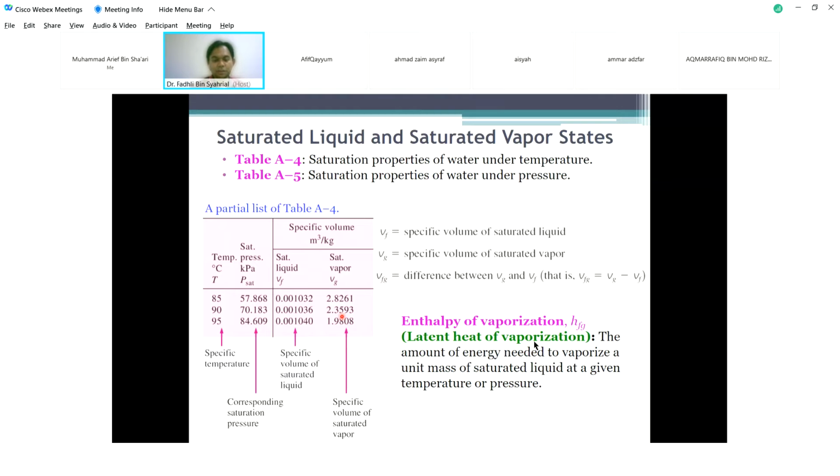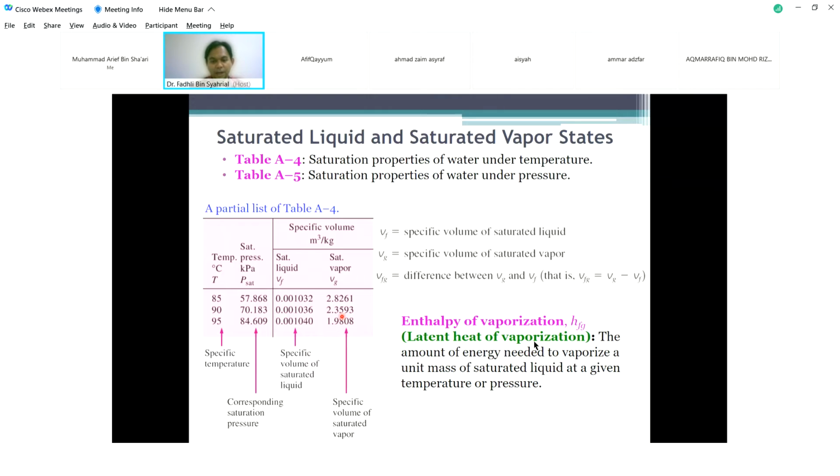fg, fg here means that fluid and gas coexist equilibriumly. Mereka wujud bersama-sama. Sekiranya fasa tersebut adalah fasa mixture, okay, fasa mixture, that liquid and vapor coexist equilibriumly, then we have to use fg. Tapi kaedahnya nanti saya akan tunjukkan.